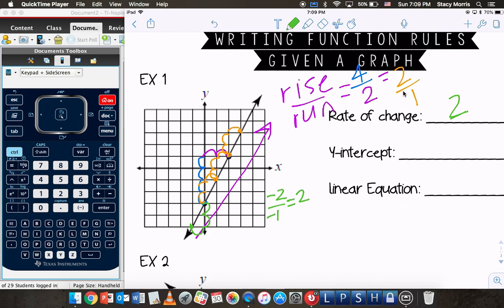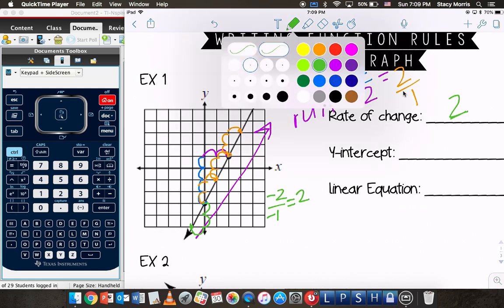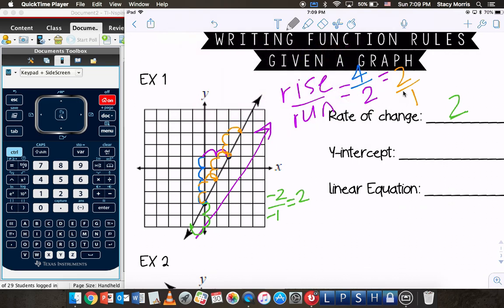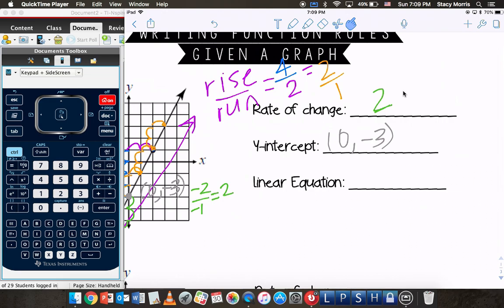Okay? Our y-intercept is the point where the graph crosses the y-axis. So that y-intercept was right here. They gave that to us, so that point, again, is always where x is 0. It's negative because it's below the x-axis, so negative 1, 2, 3. So 0, negative 3 is the y-intercept. To put that into an equation, our equation, again, is in the form y equals mx plus b.